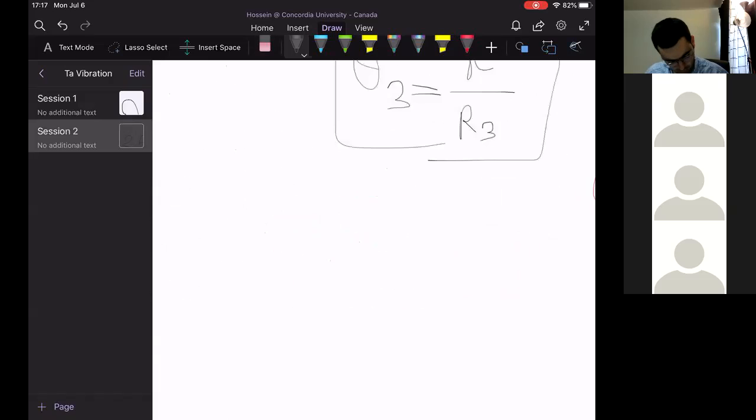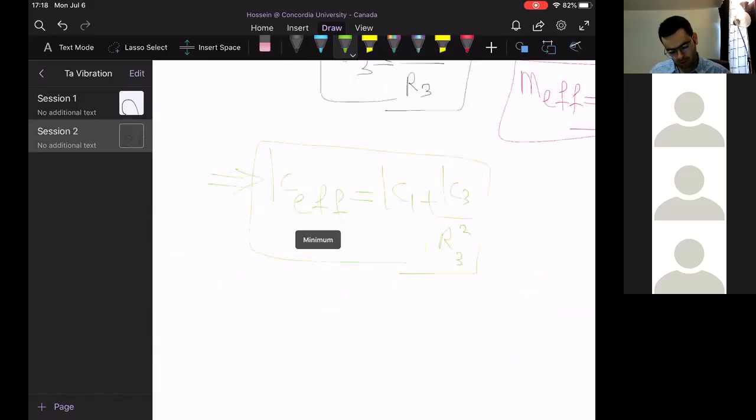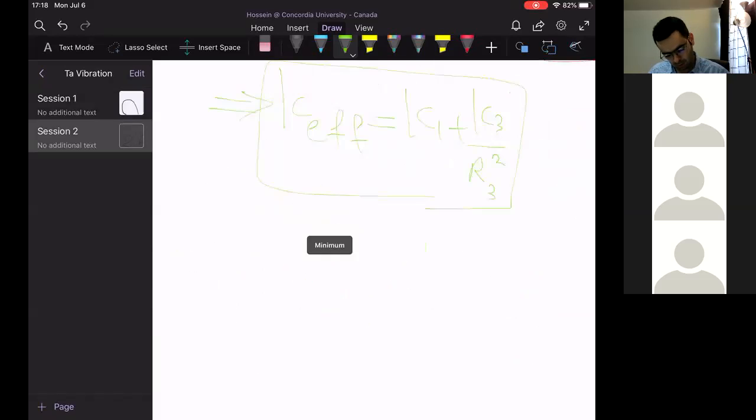Then the effective stiffness of the system is k1 plus k3 over r3 squared. So we are done with this question as well. If you have any other question, just ask me.